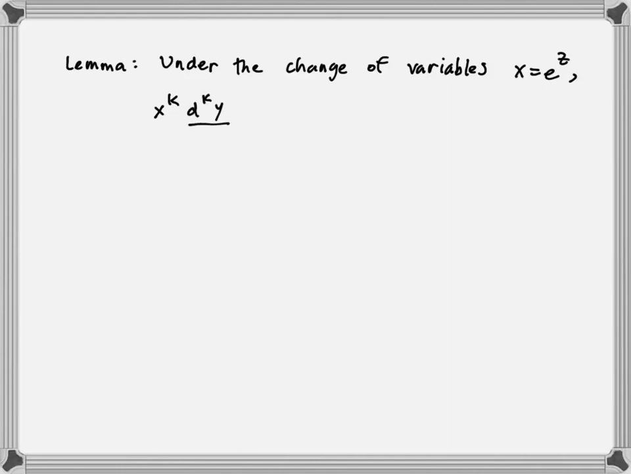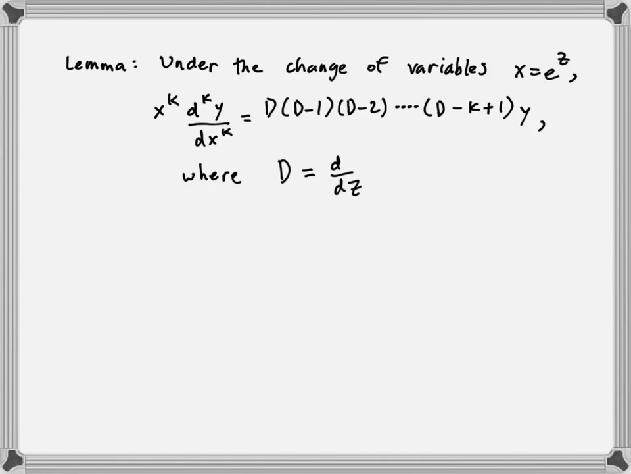So lemma. Under the change of variables x equals e to the z, x to the k times the kth derivative of y with respect to x is equal to D times D minus 1 times D minus 2 all the way till D minus k plus 1 of y, where D is equal to the derivative with respect to z, our new variable.